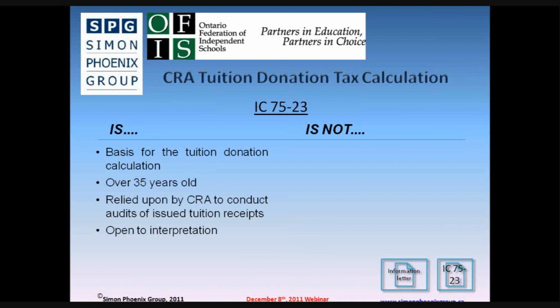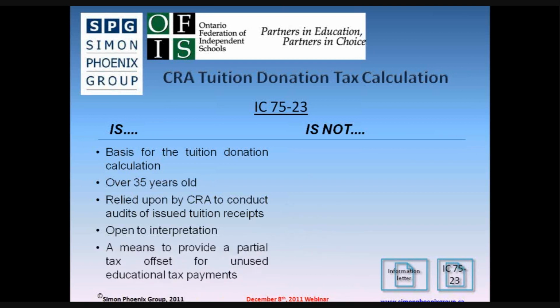There is lots of room for interpretation, and that, more than anything else, is where organizations can potentially get themselves into difficulties with CRA. And I'm assuming that by virtue of the large group that we have today, this is something that everyone wants to avoid. IC 7523 essentially becomes a means that the federal government provides a partial tax offset to tuition payors for unused educational tax payments.